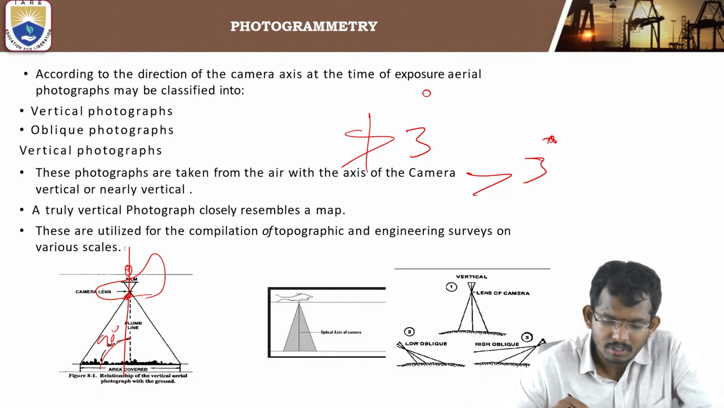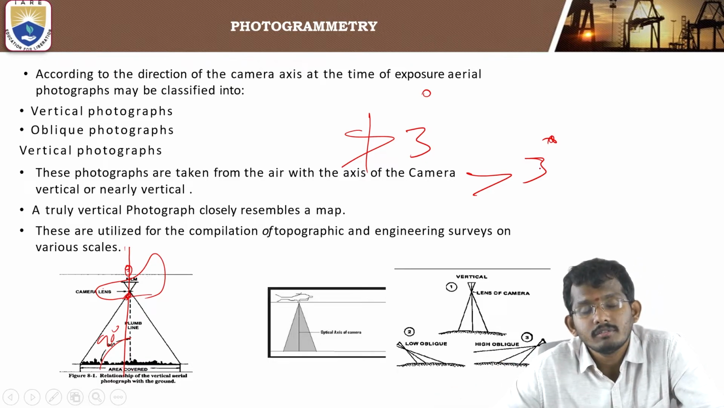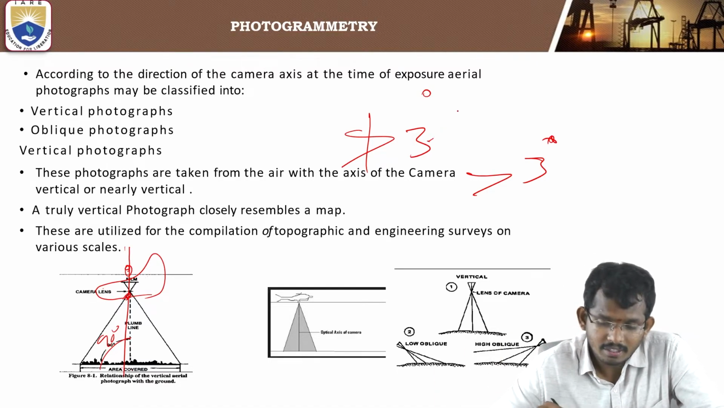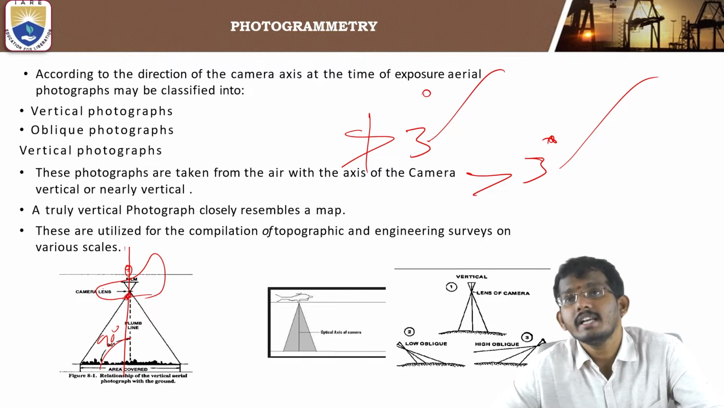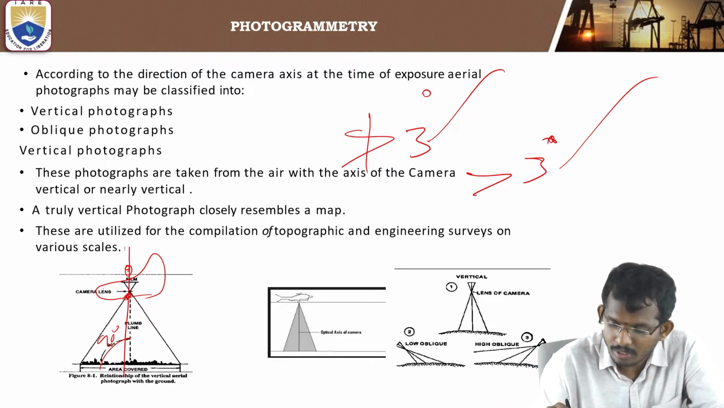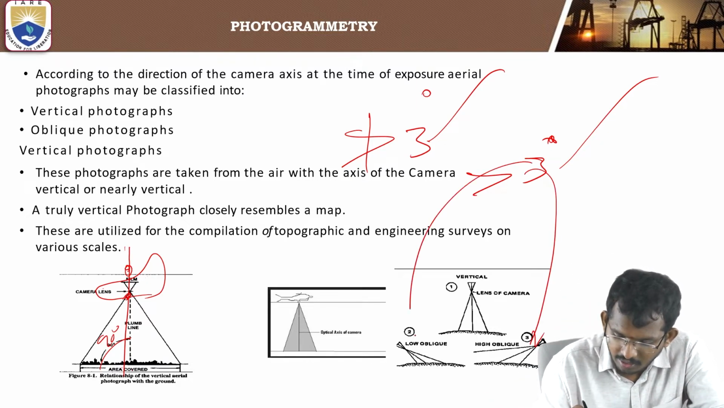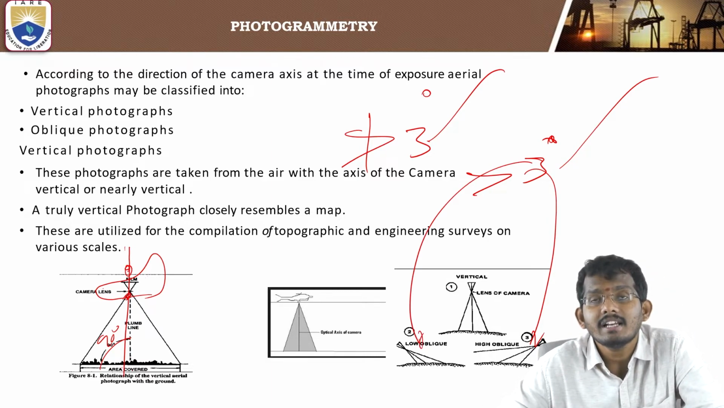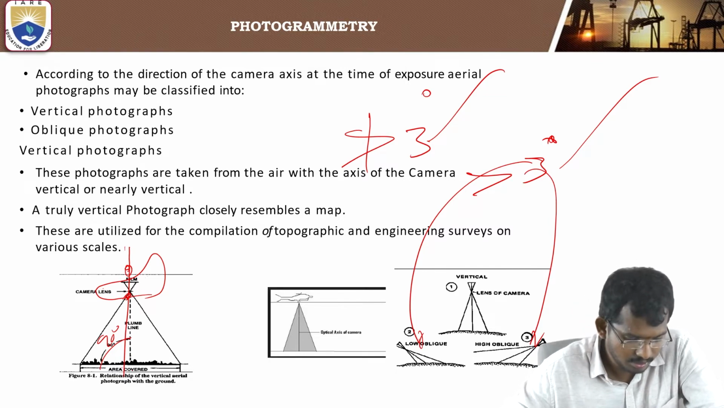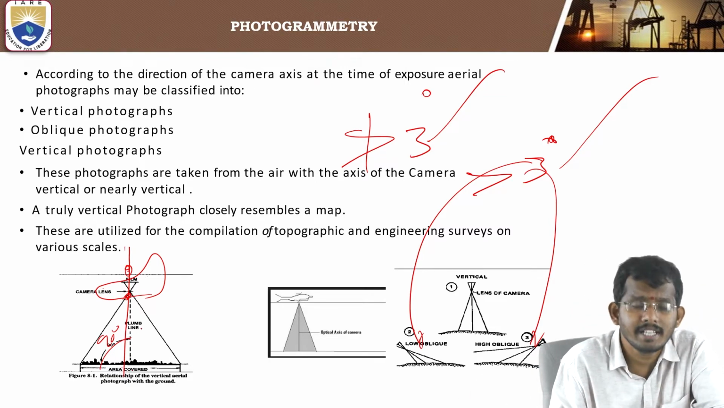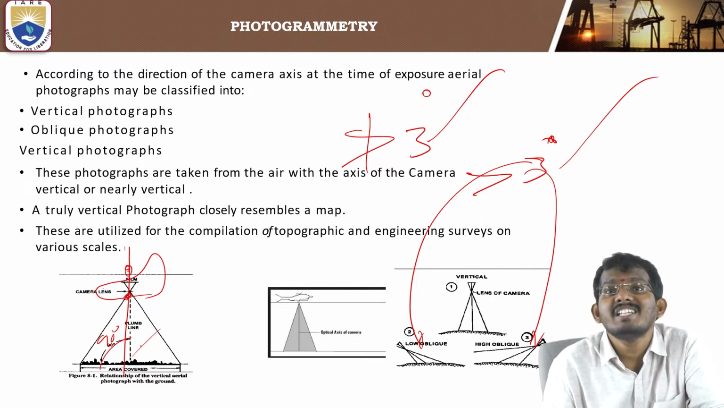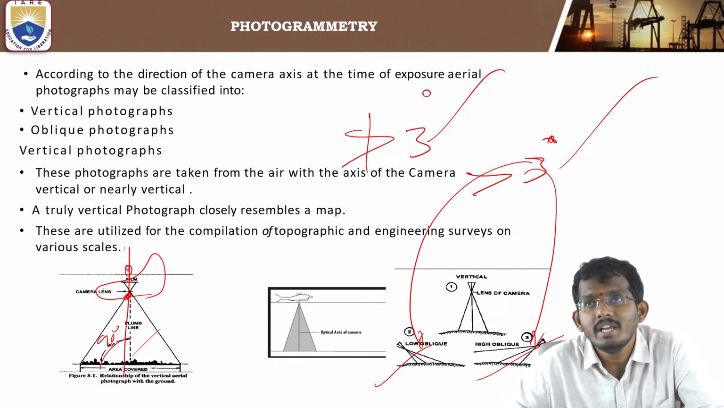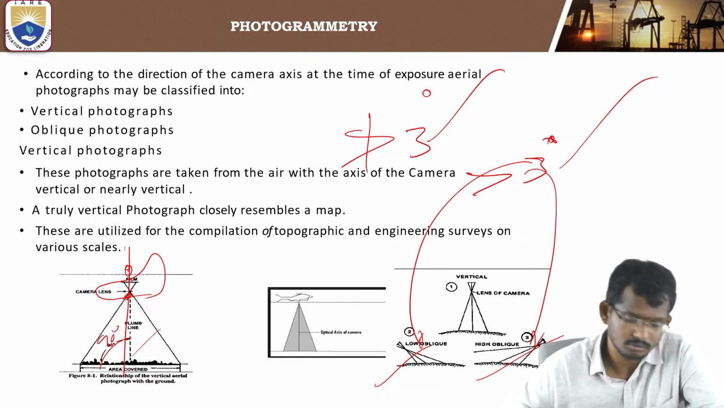So we have two types: one is vertical photograph, one is oblique photograph. If the camera axis is not inclined more than 3 degrees, it's called a vertical photograph. If the axis is inclined more than 3 degrees, it's called an oblique photograph. Examples of this are low oblique and high oblique. If the plumb line is 90 degrees, it is called a vertical photograph. If the plumb line is 60 degrees, it's called an oblique photograph. Based upon the angle, it is called high oblique or low oblique.